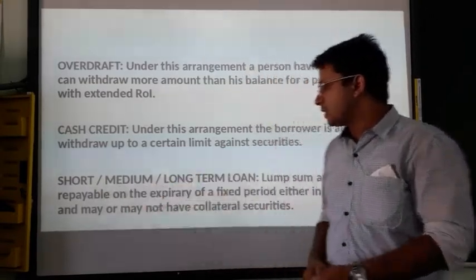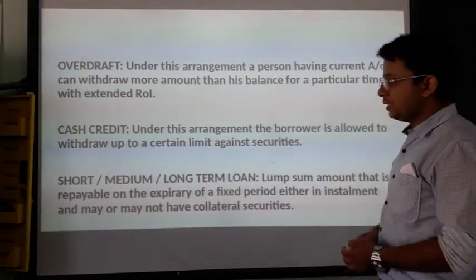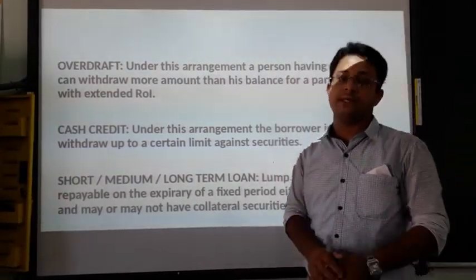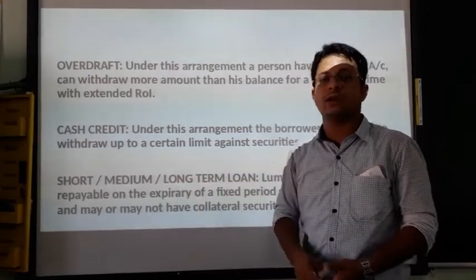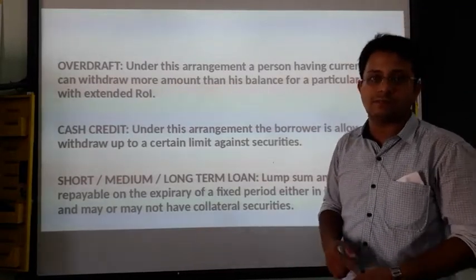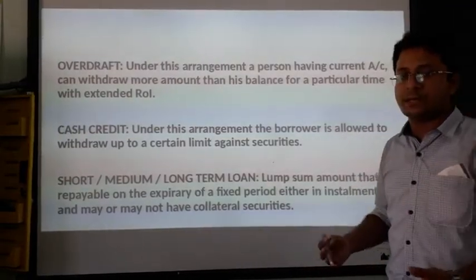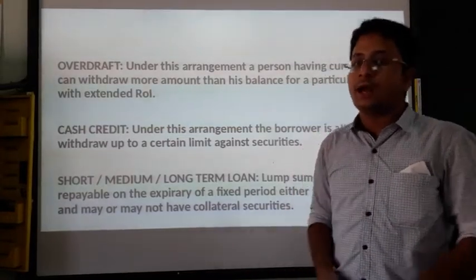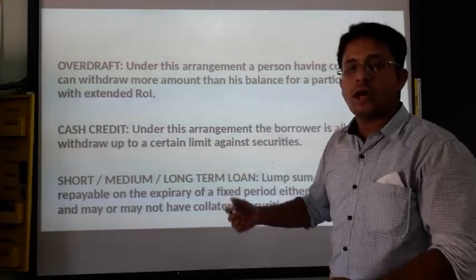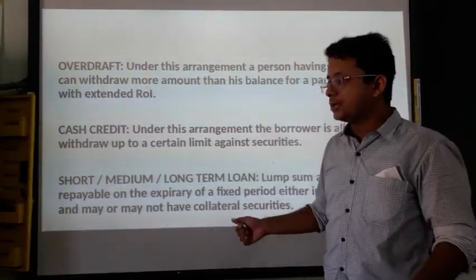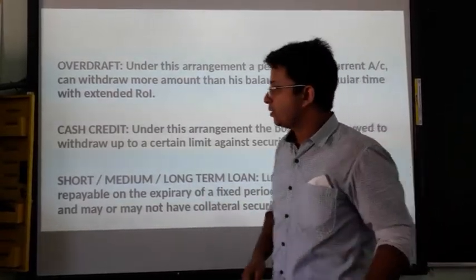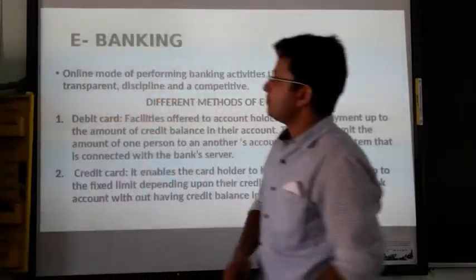Next you see the short-term and medium-term loans. This is also a lump sum amount. The type of loans that we usually take from the bank are included under short, medium and long-term loans. Under this arrangement the bank gives us a loan for a particular period of time, and then we need to repay. The clients need to repay that amount after a particular time, either in lump sum or through installments. The rate of interest will obviously be more than the rate the bank gives us on our savings accounts. Next you see another slide, e-banking.